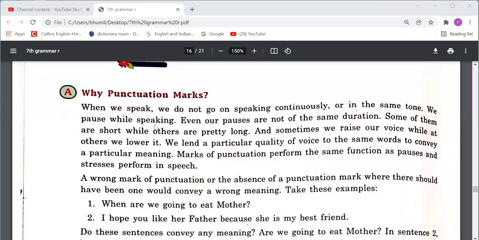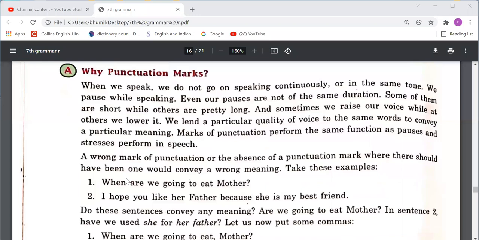So, dear students, we have understood that whenever we speak, we don't speak continuously. We take some pauses to show that one thing is separate from another. For making this separation and for giving a clear understanding of what is being spoken by someone, we use these punctuation marks. One or two examples are here. You need to understand these examples.